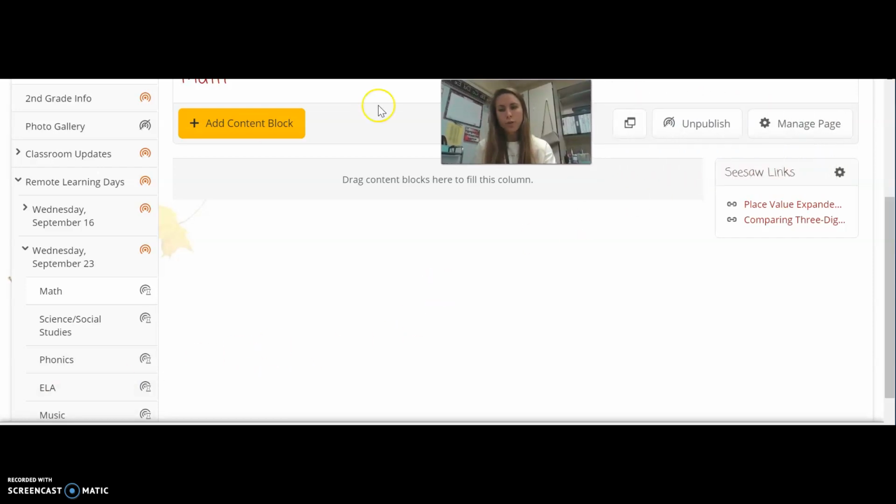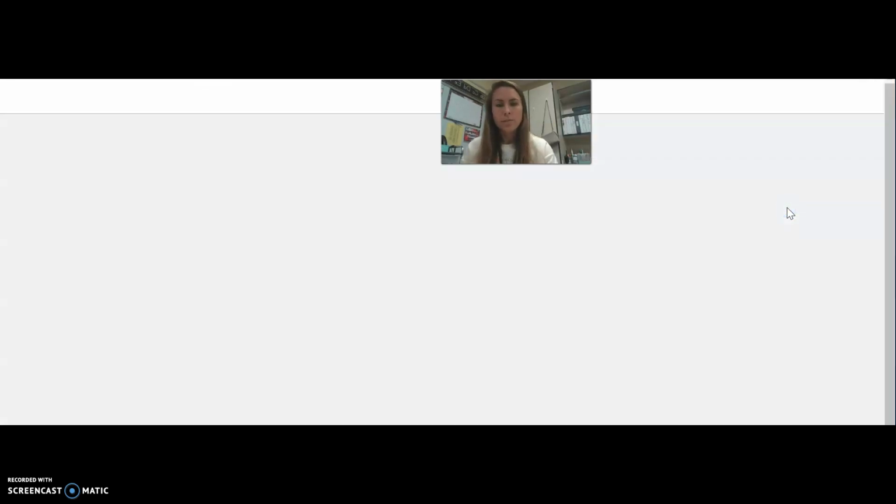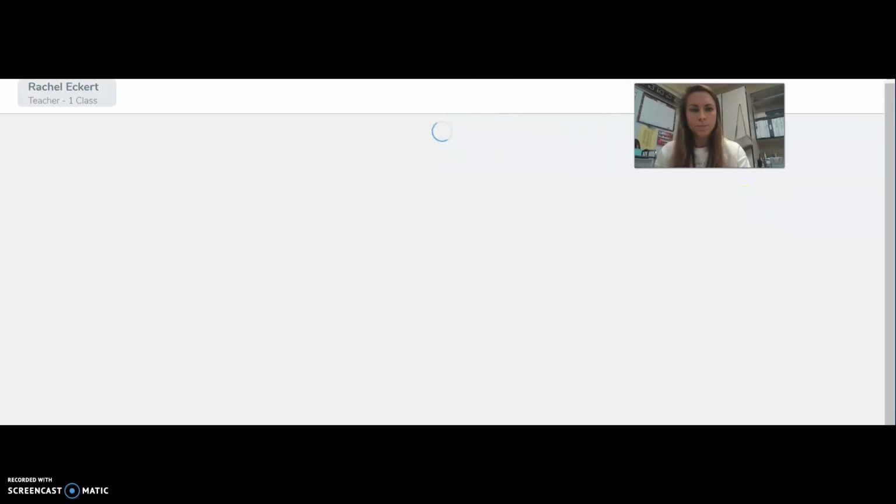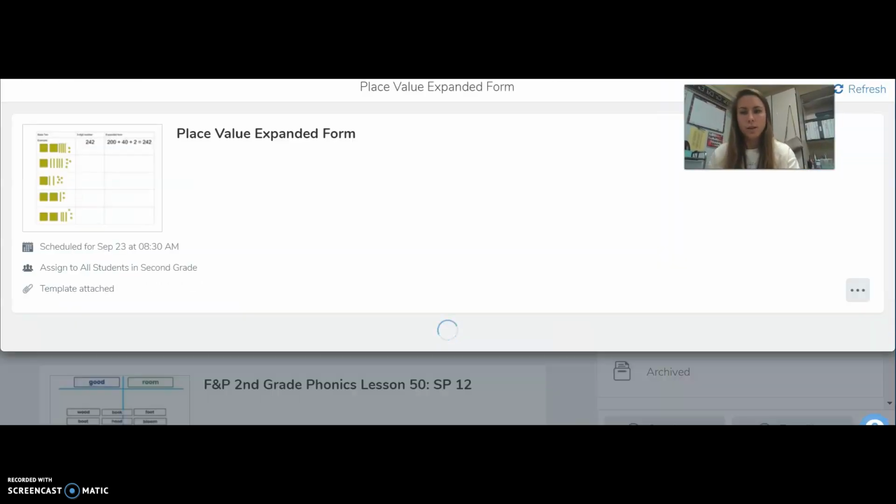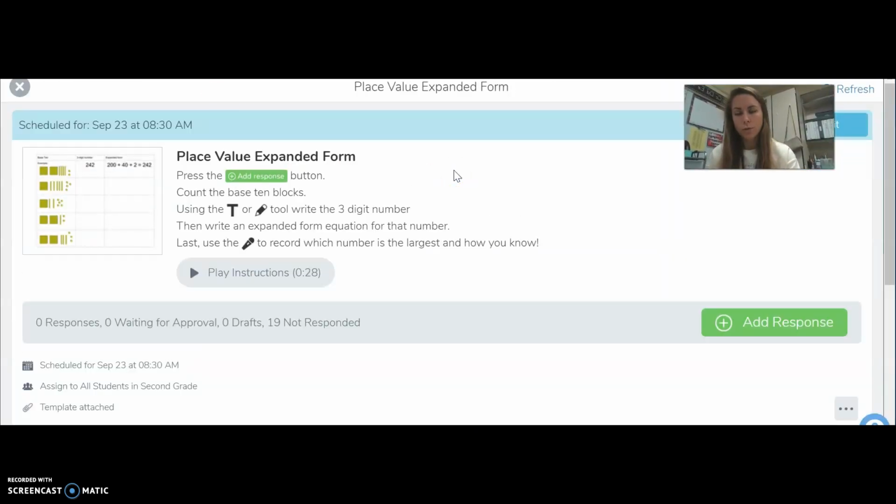So, right after your Zoom this morning and after you finished your morning work, you should be logging on here. I've got your Seesaw links right here on the page. I want to click on them and take you through what you'll be doing for these assignments. The first one is place value in expanded form.